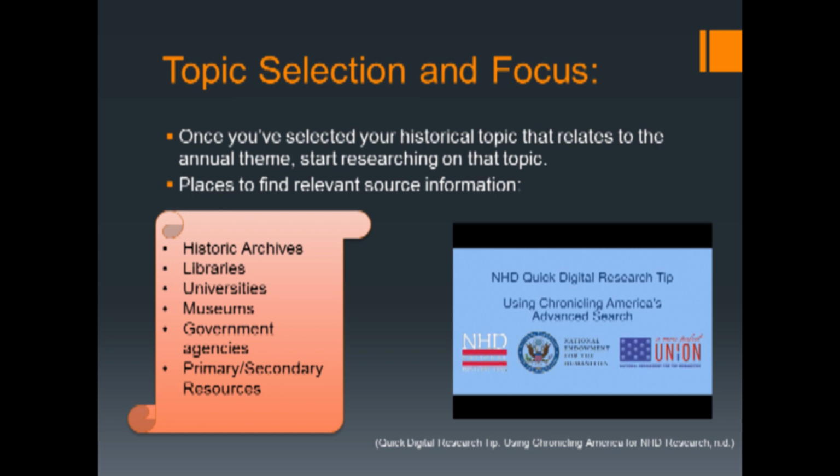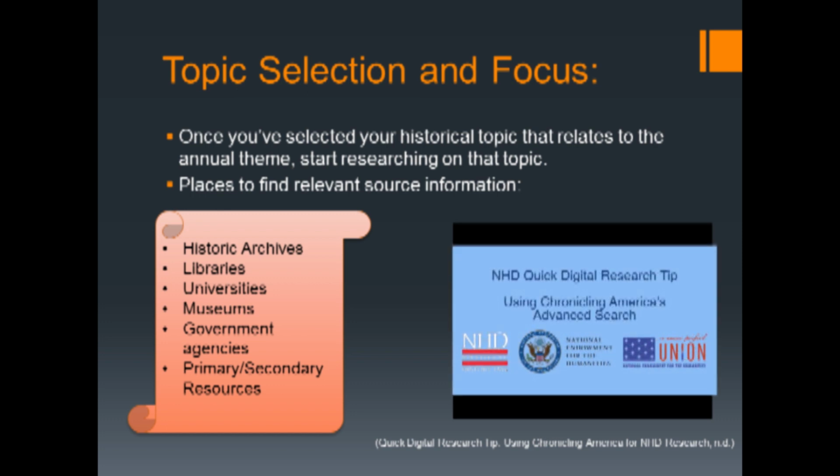There are numerous places to find information, but it is important that you choose information from reputable places that have peer review or are open to examination by scholars. Some relevant places to find source materials include historical archives, libraries, universities, museums, government agencies, and other primary and secondary source materials. In the bottom left corner, there is a helpful video discussing how to use Chronicling America's Advanced Search through the Library of Congress, and will assist you in finding over 4,000 newspapers from the years 1777 to 1963.